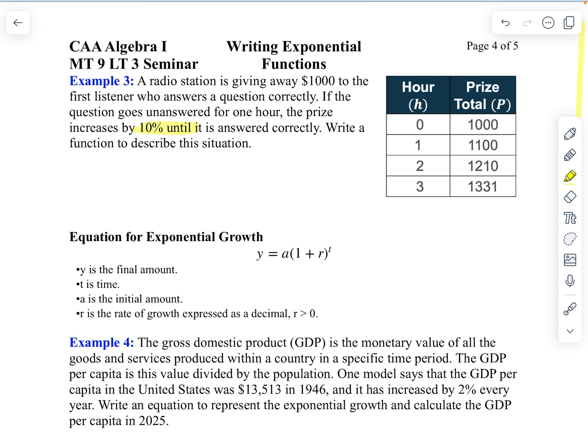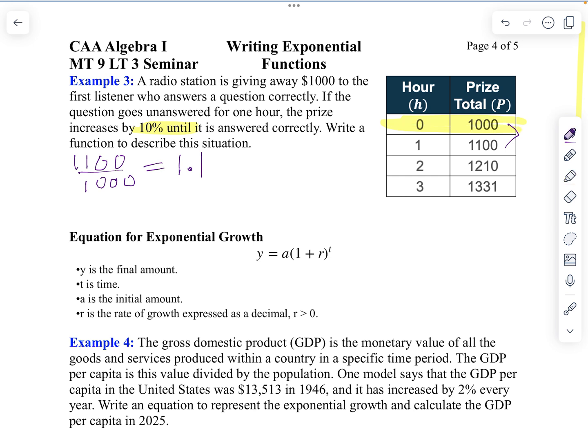If I look at my ratio here, since I know it's exponential, if I take 1,100 divided by 1,000, that is 1.1. It's not 10%, it's 110%. Should make sense because 100% would be the same amount each time. If I only did 10%, I'd actually be going down. And notice my y-intercept is 1,000.